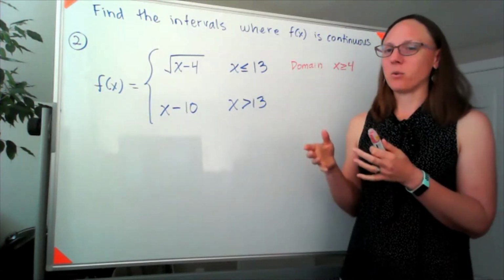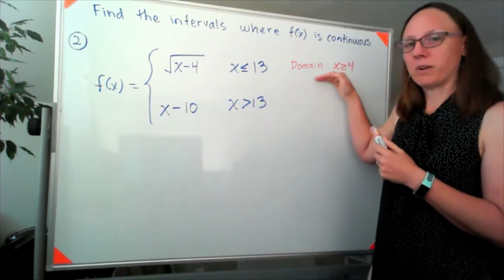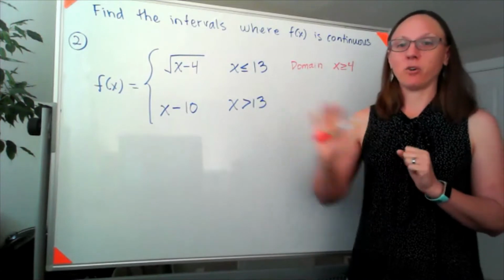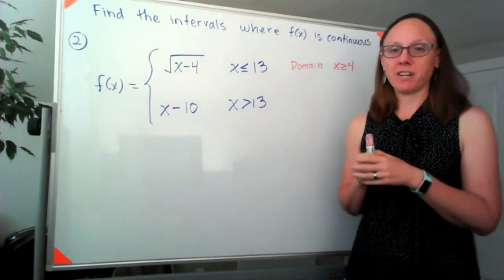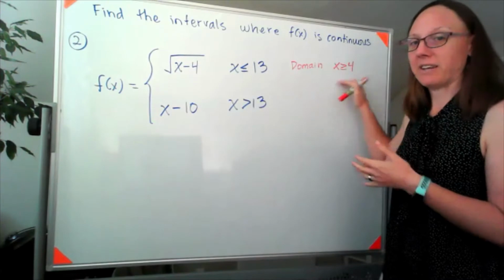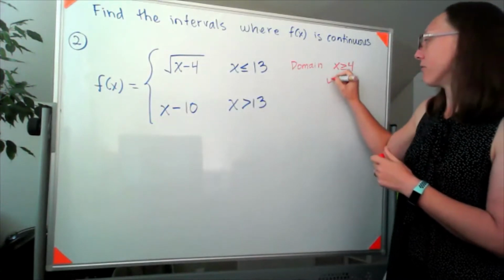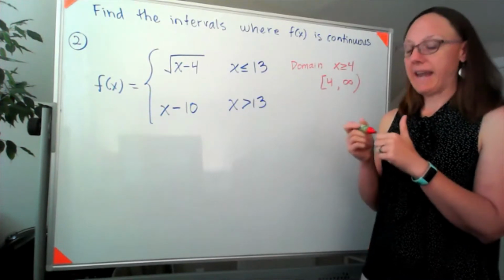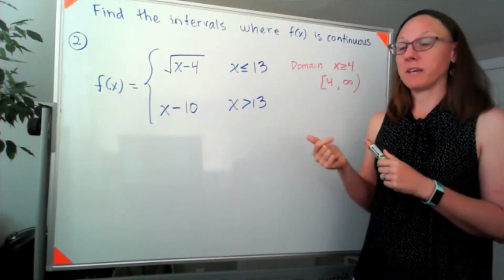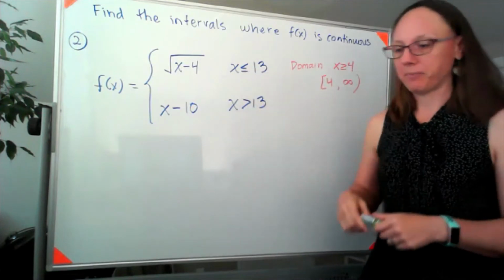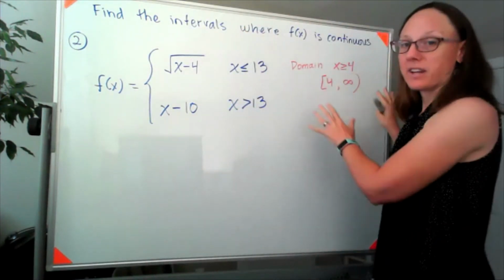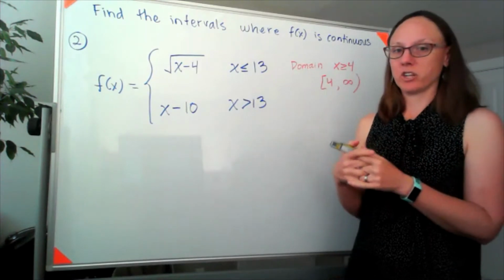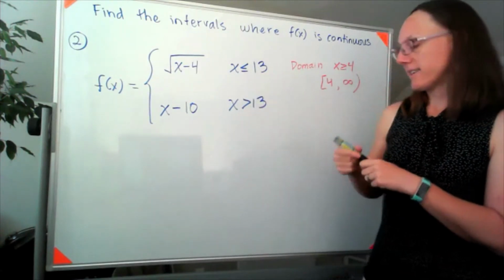We could talk about that with a graph in a minute, but really I just want to hold on to this idea that my domain this time is not going to go from negative infinity to positive infinity. This time my domain is only going to go from 4 to infinity. And now we have to check that continuity piece where they're matching up. So first I look at the domain, then I check continuity if it's a piecewise function. So I'm going to check at x equals 13.